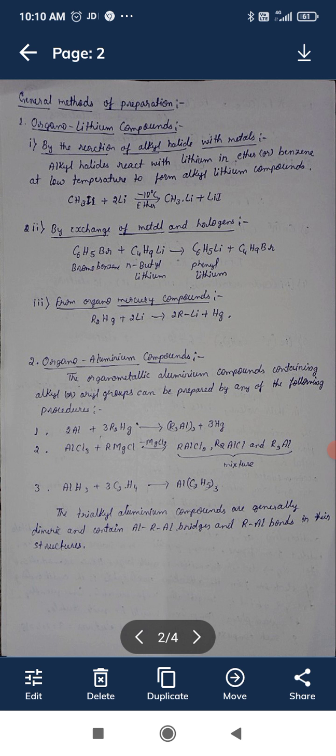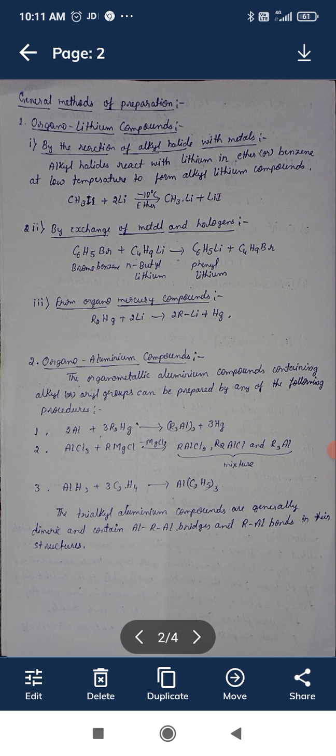From organomercury compounds, R2Hg reacts with lithium to give RLi. R can be any alkyl or phenyl group. Next, coming to the preparation of organoaluminum compounds. Organometallic aluminum compounds containing alkyl or aryl groups can be prepared by any of the following procedures. When aluminum is made to react with organomercury compounds, you get organoaluminum 2 R3Al plus 3Hg.